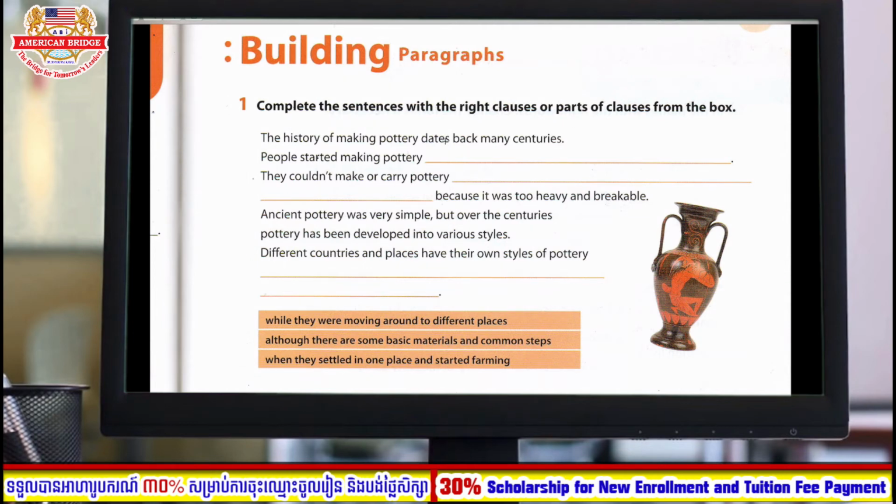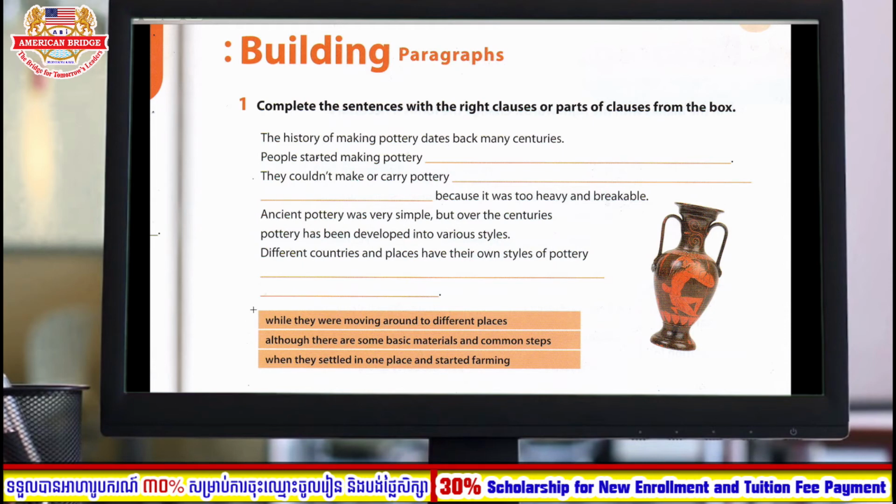The history of making pottery dates back many centuries. People started making pottery, okay, while they were moving around to different places. Although there are some basic materials and common steps when they settle in one place and start farming. So what is the correct answer? While they were moving around to different places. If you cannot decide, look at here: They couldn't make or carry pottery because it's too heavy and breakable. Okay, so the correct answer is people started making pottery while they were moving around to different places. Or when they settled in one place and started farming.